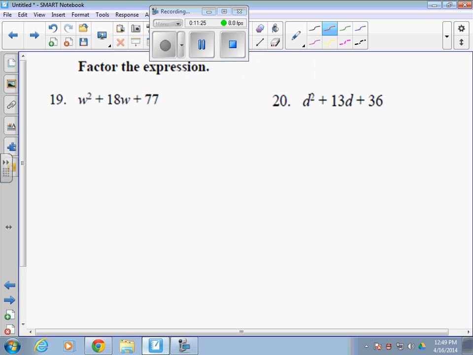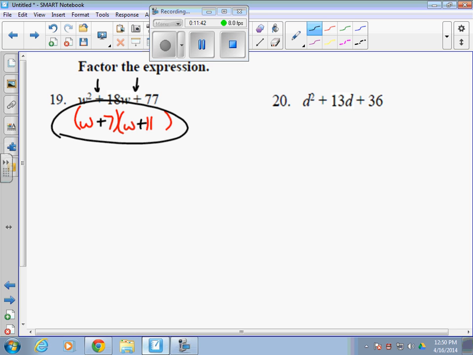All you're doing is factoring these right here. w times w is w squared. Your factors of 77 that get you to 18 are 7 times 11. This tells you both signs are the same. This tells you they're both plus. So plus 7, plus 11.